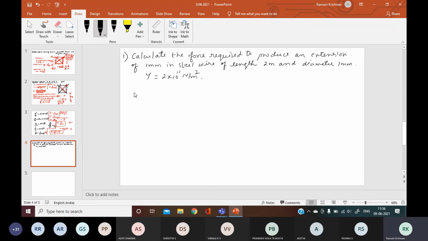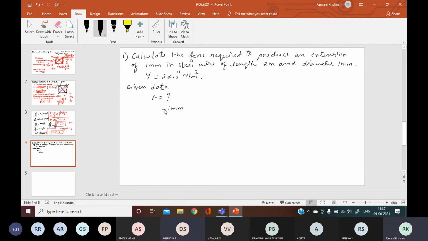So let us write the given data. What is the given data? Extension produced is 1 millimeter. Calculate the force. First, I have to find the force. Now, it is producing an extension of 1 millimeter. What is the symbol I'll write for extension?